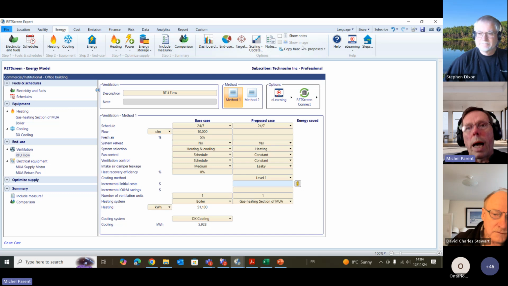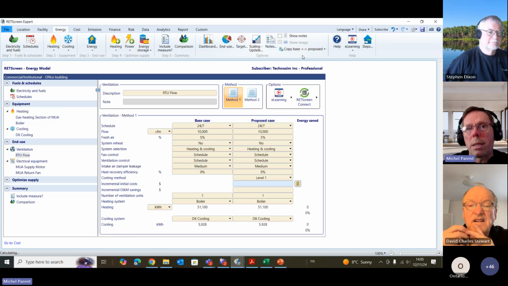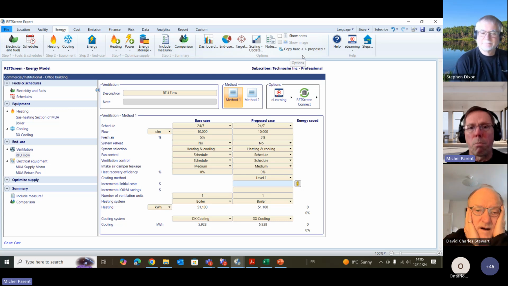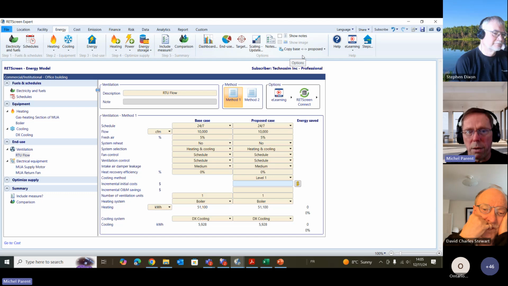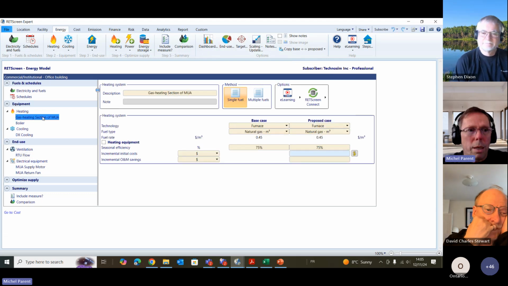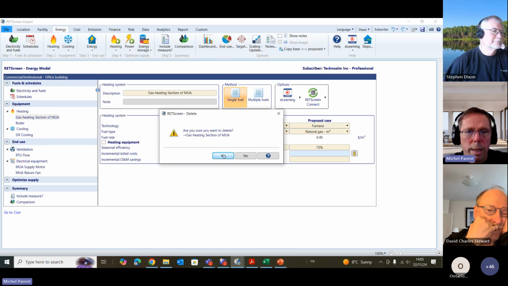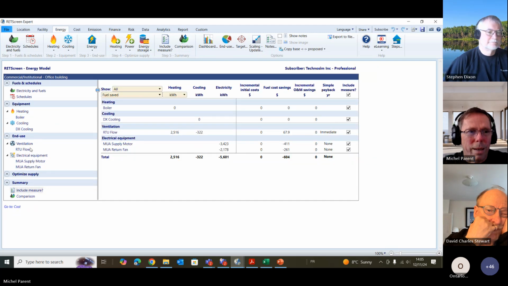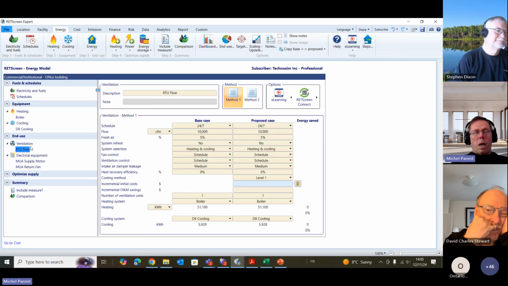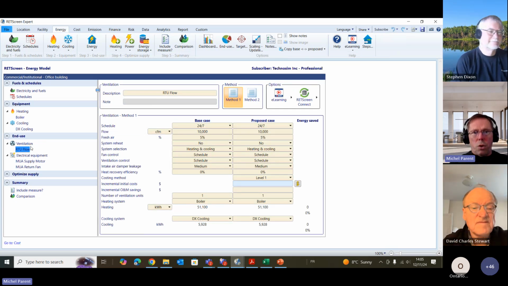Now I'm going to go at the top here, and I'm going to go copy base to proposed so I don't make any mistakes, especially when there are multiple entries like that. It's so easy to try to enter them in the proposed case so they're identical. And now I should be able to delete this useless gas heating section. Yes, I'm sure I want to delete it. There. So now we've got our DX unit, but we have not yet defined our exhaust flow and our motors.